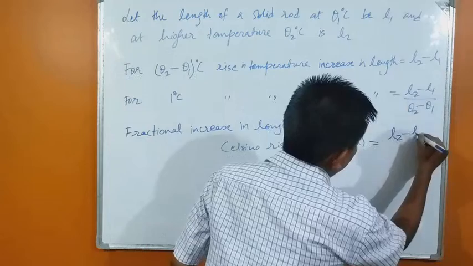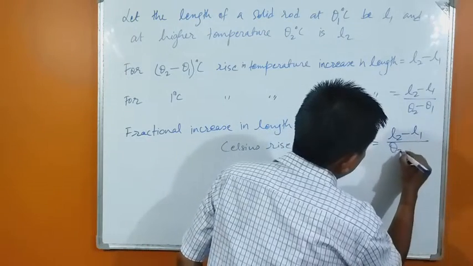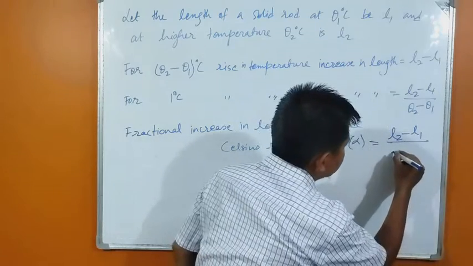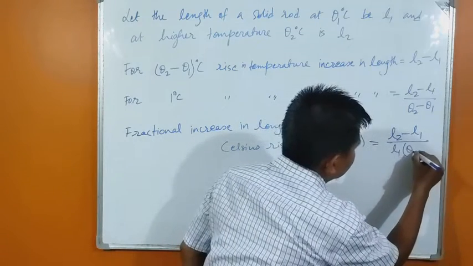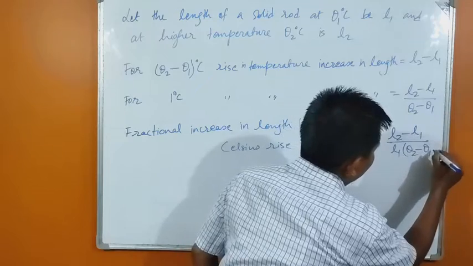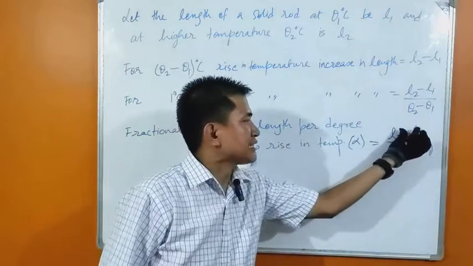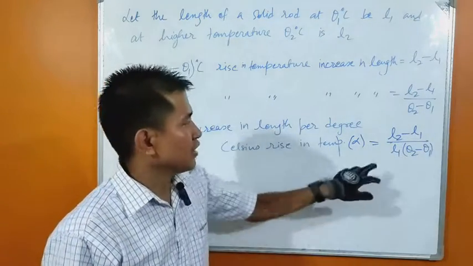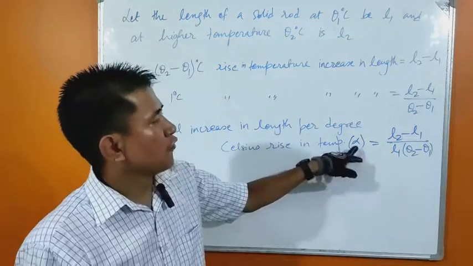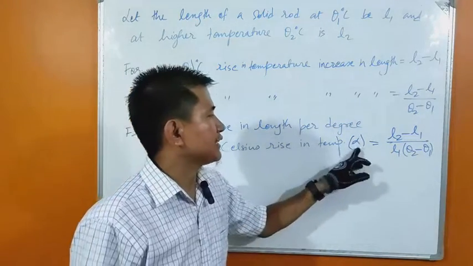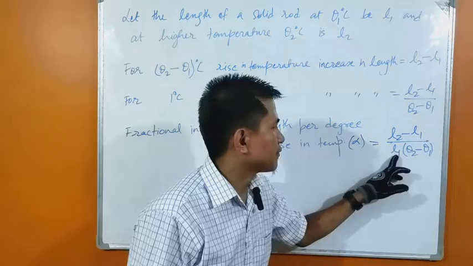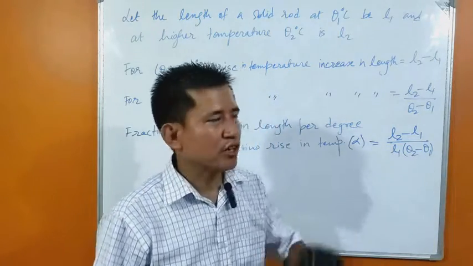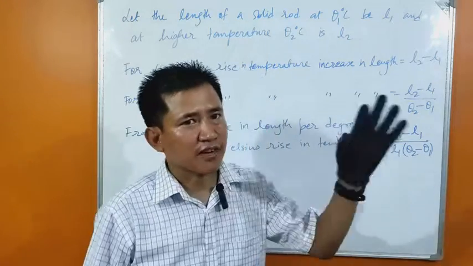L2 minus L1 divided by theta 2 minus theta 1 was already there. Now when you divide by L1, you get fractional increase. I have already told you, increase in length divided by original length is the fractional increase in length, isn't it? So the coefficient of linear expansion of solid is L2 minus L1 divided by L1 into theta 2 minus theta 1, where theta 2 and theta 1 are temperature. Theta 2 is higher temperature and theta 1 is lower temperature.